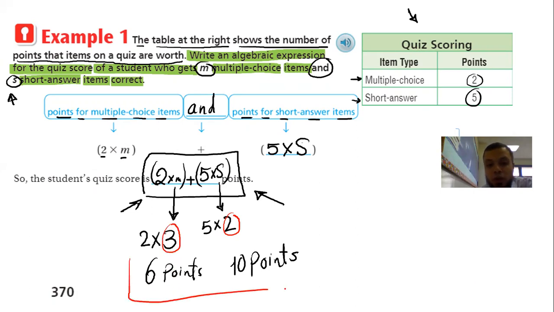Okay? The total mark, if you want to know the total mark of that exam, total mark for the student, 6 points plus 10 points equals 16 points.